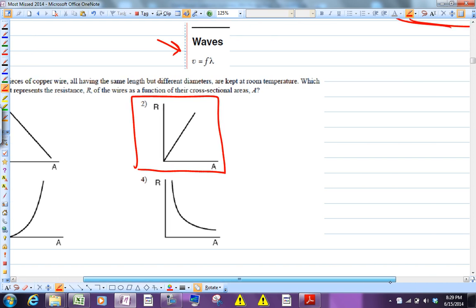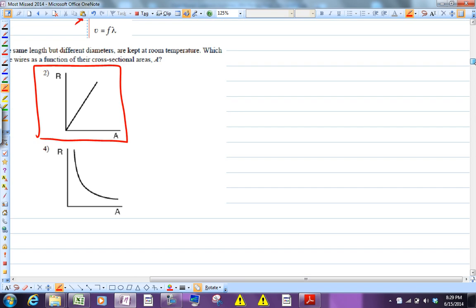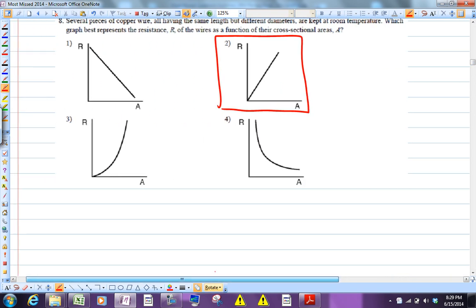Well, the equation here, which I guess I didn't put there, we'll just write it, is R equals rho L over A. This is the resistance of a wire. It depends on the length, the area, and the resistivity, a property of the material. So then you say, well, what are the two variables that are changing? R and A. So I rewrite this with everything else as a 1, and you're left with R equals 1 over A. That kind of relationship is a 1 over R, or an inverse relationship.